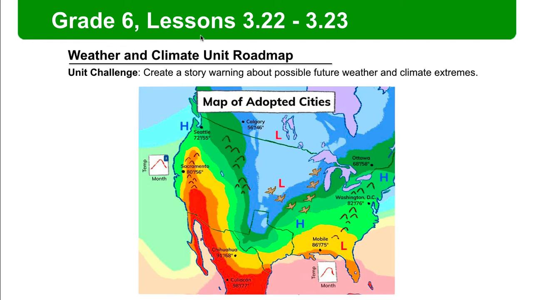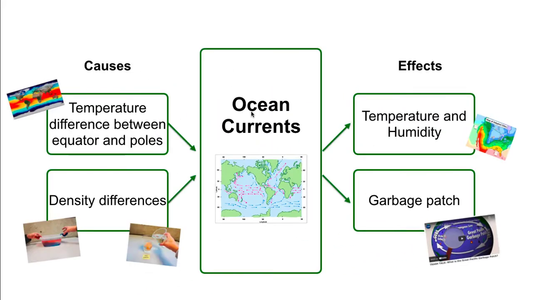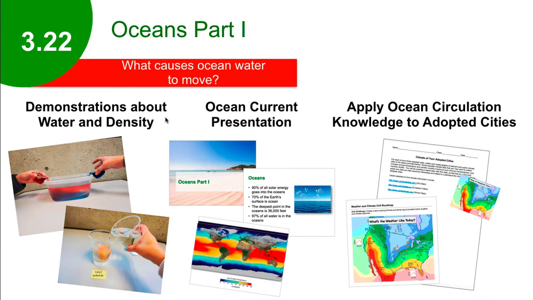We've learned how temperature differences between the equator and the poles drive Earth's climate. Like the atmosphere, the ocean also circulates. This lesson sequence focuses on some of the causes and effects of ocean circulation. So what causes ocean water to move?